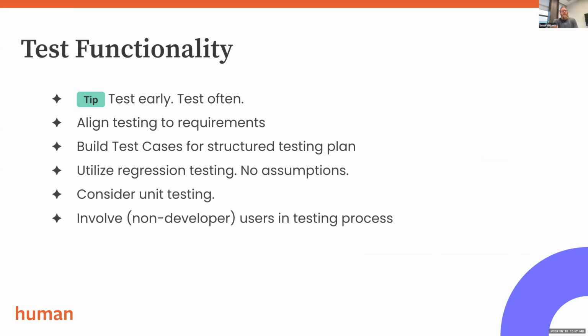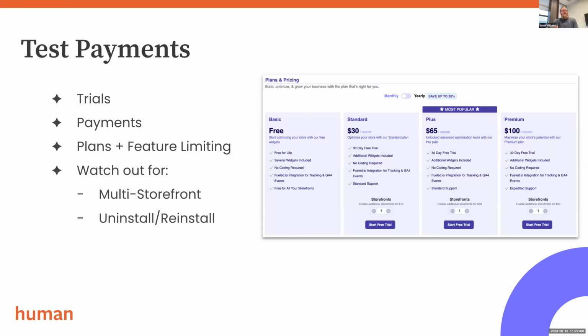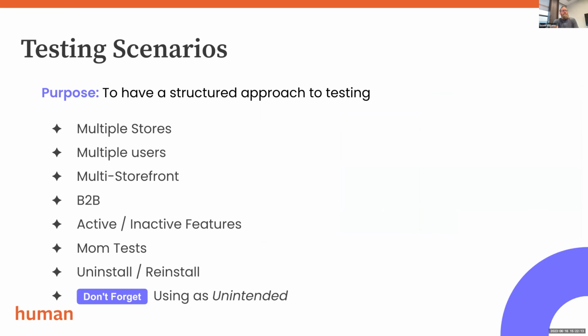You'll want to test the functionality. I recommend testing early and often, and every time you make a change, making sure that you do regression testing, making sure that you haven't broken something along the way. And just looking at some of the key things that you want to test, payments is perhaps one of the most complicated pieces, especially if you have multiple plans that has feature limiting and then multi-storefront as well. Test extensively. Trials can also complicate this.